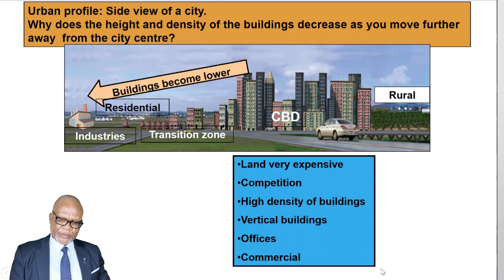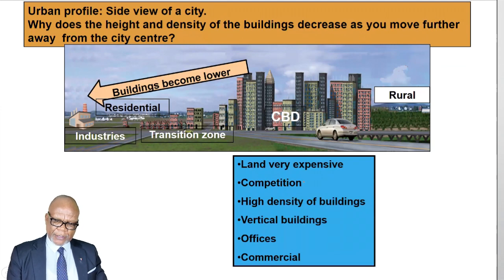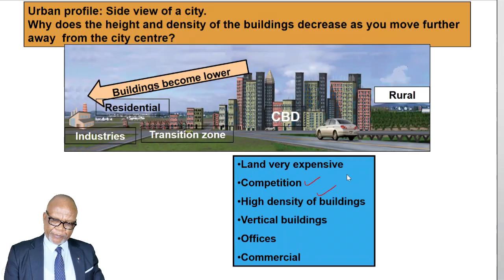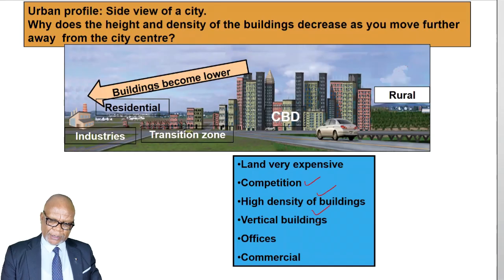The land is very expensive in the city center. There is high competition in the city center. There is high density of buildings in the CBD. The buildings are built vertically. There are tall buildings there, and there are more offices. And this is a commercial hub. The CBD is the commercial hub.